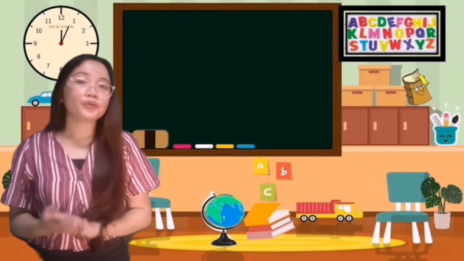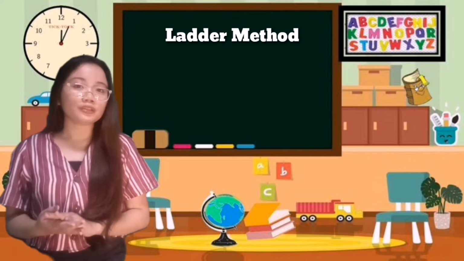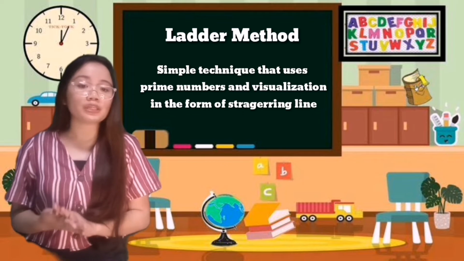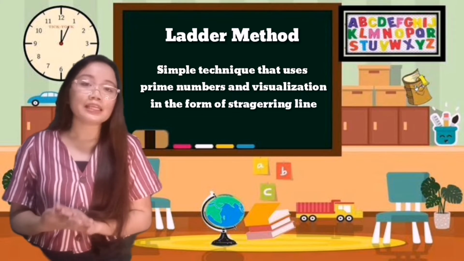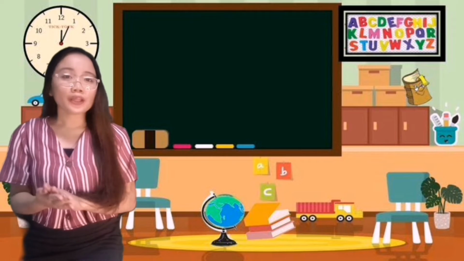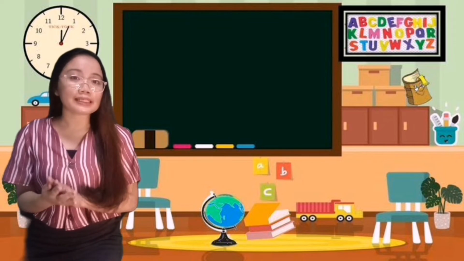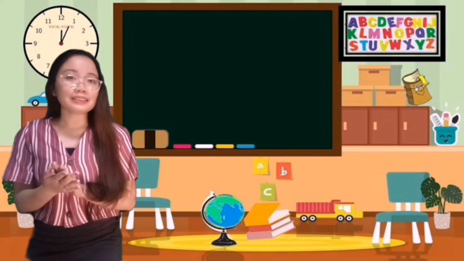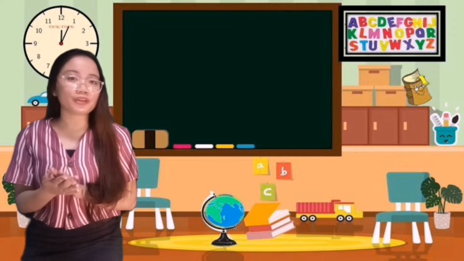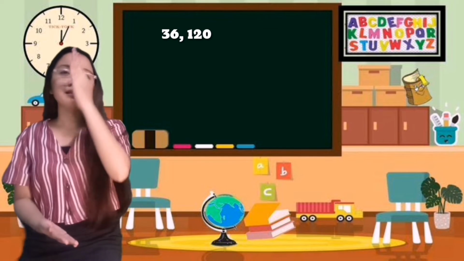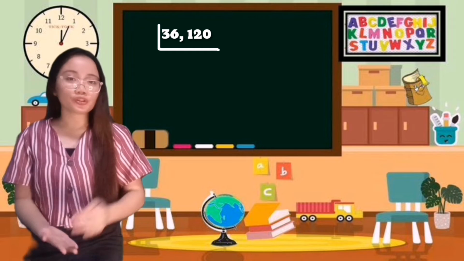The next method we were going to use is the ladder method. A simple technique that uses prime numbers and visualization in the form of straight lines is what we call the ladder method. Now, let us try to find the GCF of 36 and 120 using the ladder method. The first step we need to do is to list down the given numbers, which are 36 and 120, and let us draw this ladder or the division sign to start the solving.